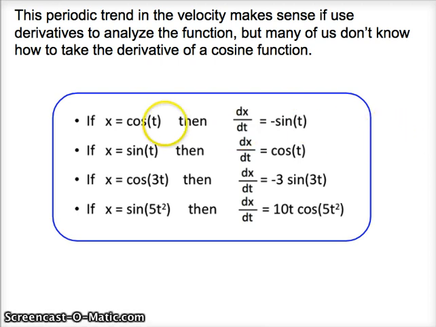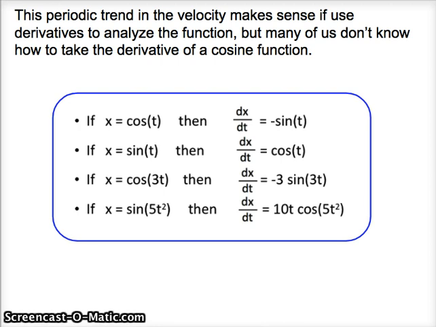So when the cosine is at its maximum, the sine function is 0. When the cosine is at 0, the sine function is at its maximum or minimum point. So that exactly matches this idea of how position and velocity relate. So that should make sense. But again, this is just a type of derivative that we need to be familiar with.